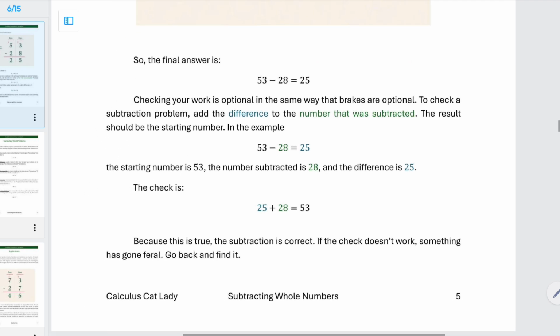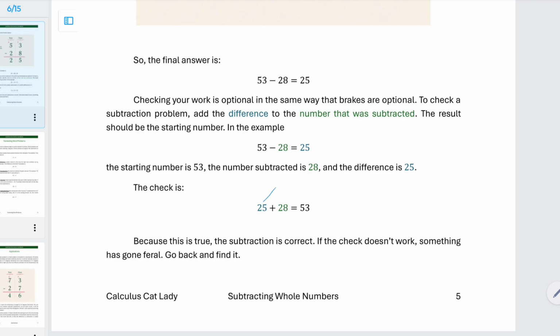Checking your work is optional in the same way that breaks are optional. To check a subtraction problem, add the difference to the number that was subtracted. The result should be the starting number. In the example, 53 minus 28 equals 25. The starting number is 53. The number subtracted is 28, and the difference is 25. The check is 25 plus 28 equals 53.